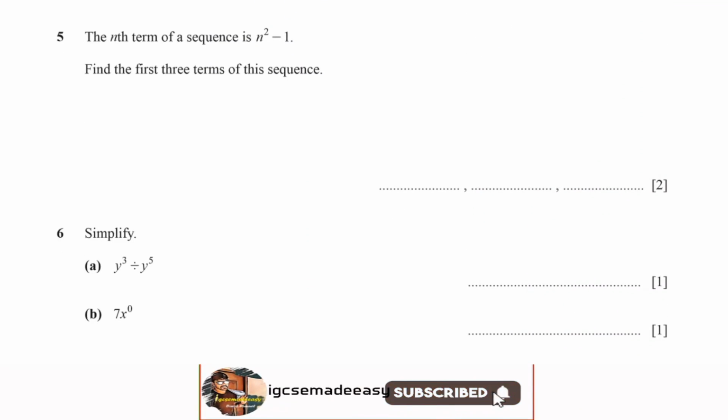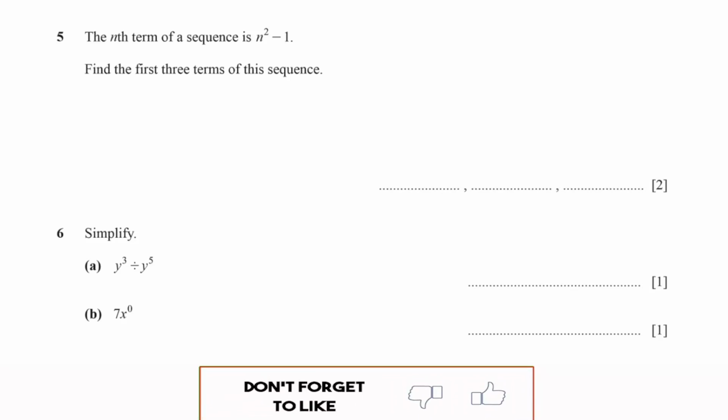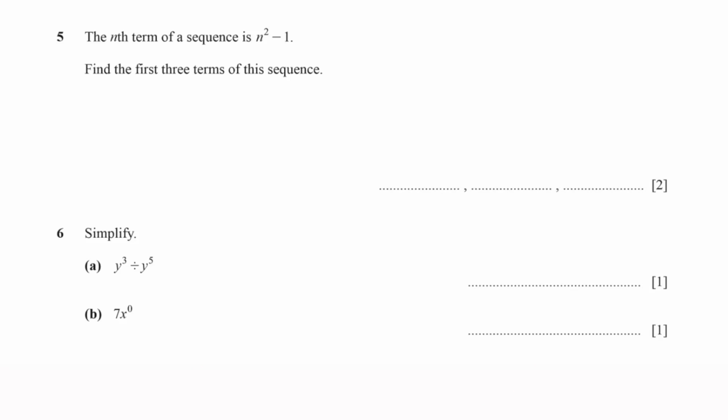Question number 5. The nth term of the sequence is n square minus 1. Find the first three terms of this sequence. So putting the value of n as 1 should give you the first term. Putting the value of n as 2 will give you the second term. If I put n as 1, it becomes 1 square minus 1. So 1 square is 1 itself, and 1 minus 1 is 0, right? The first term will be 0.